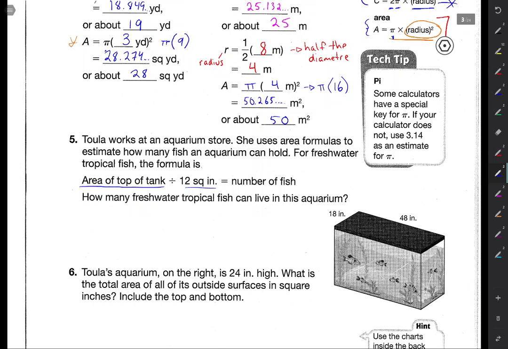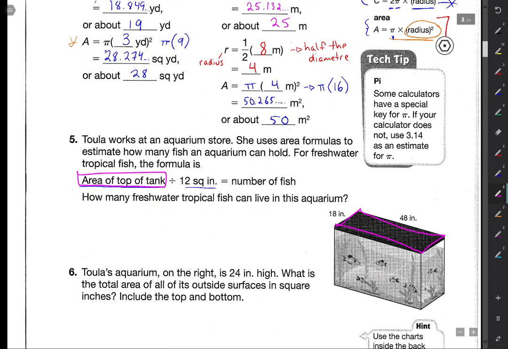So the first thing we need to do is figure out the area of the top of the tank. So I'm going to do that in pink. So area of the top of the tank, well, here's the top of the tank. The shape of that is a rectangle, so it'll be length times width, or in other words, 18 times 48. And if we plug that in our calculator, we should get 864 inches squared, because we're dealing with inches here.